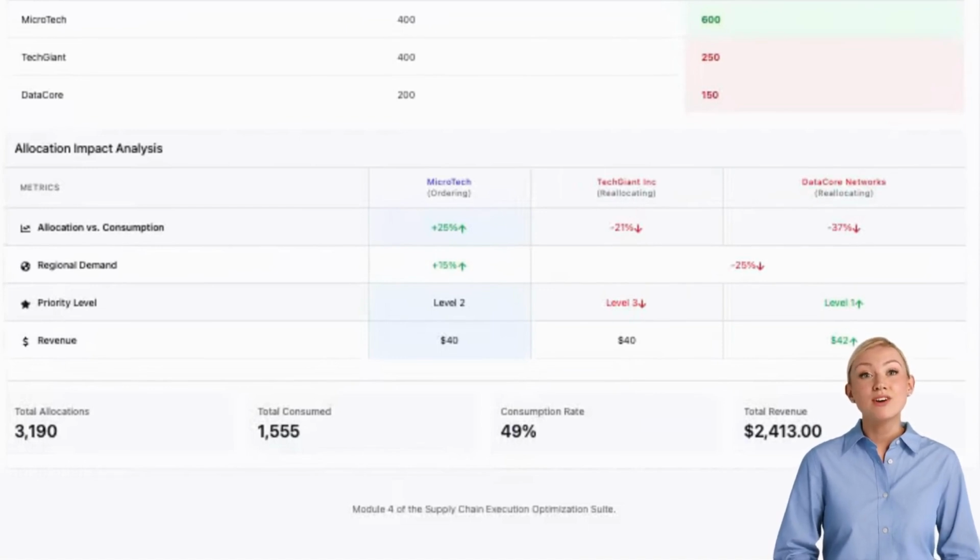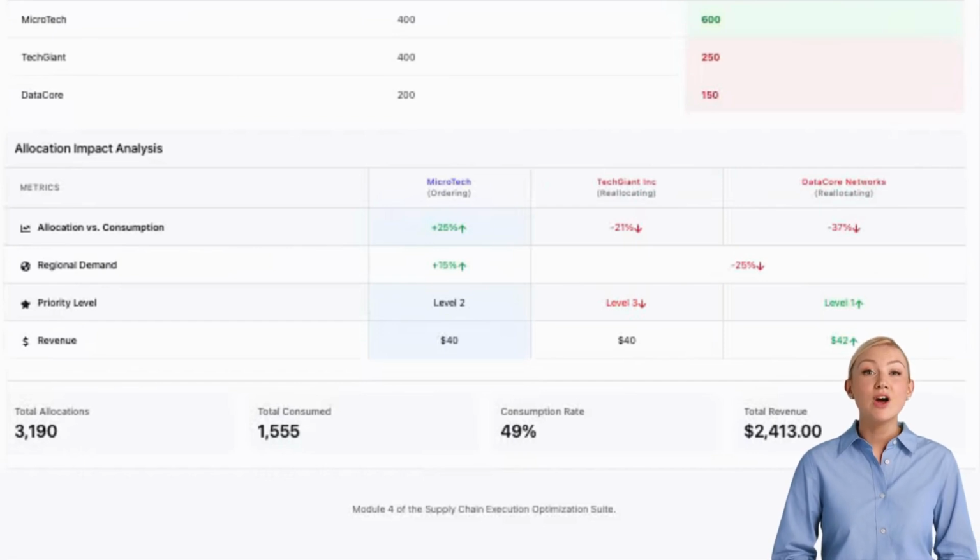Microtech, currently in ordering status, shows exceptional performance with a plus 25% improvement in allocation versus consumption efficiency and plus 15% regional demand growth, maintaining their level 2 priority with $40 revenue per unit. This strong consumption pattern and demand trajectory justified increasing their allocation. Tech Giant Inc., marked as reallocating, demonstrates why inventory was moved away from them. They show a concerning 21% allocation efficiency and 25% regional demand decline. Despite maintaining level 3 priority, their poor utilization made them a candidate for reallocation.